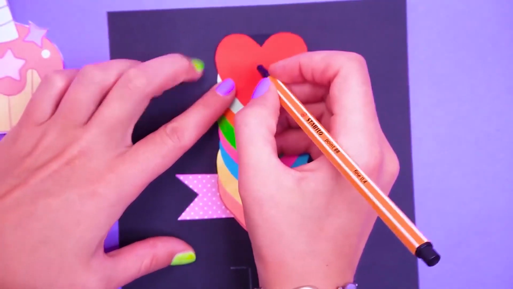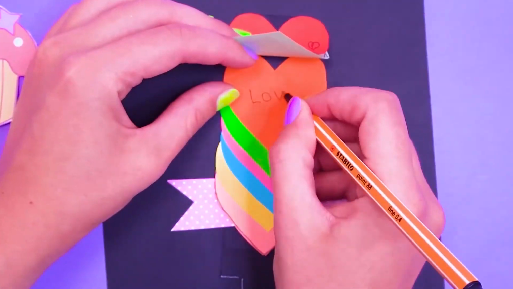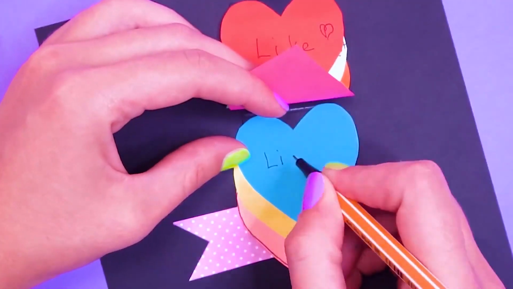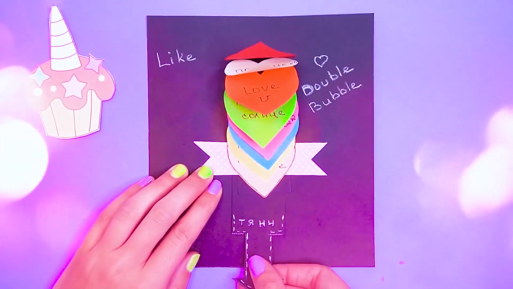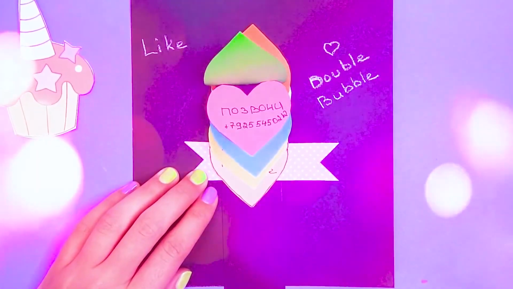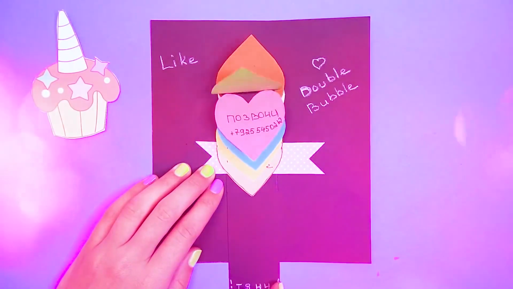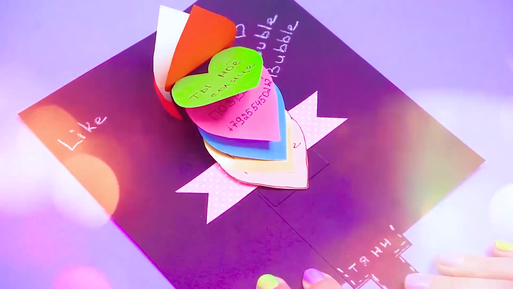Now write some message or wish on each heart. And decorate the card itself with a white pencil. Now pull the arrow and it's possible to read each heart. And this cool snake can be given as a greeting card or a reminder to your friends.